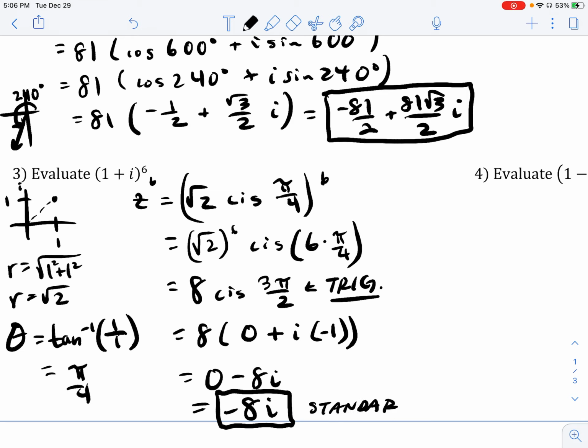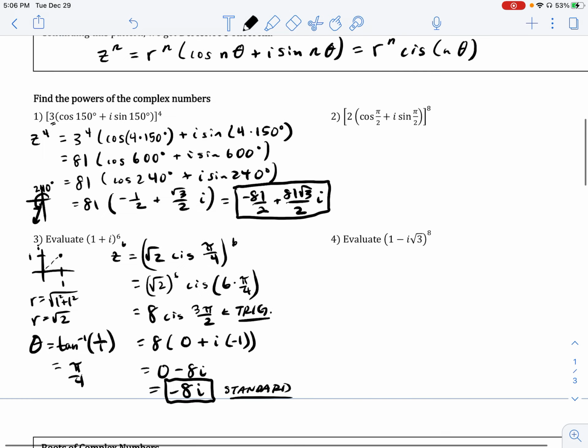Okay? So go ahead and try the next 2 problems, numbers 2 and 4. Give those a go on your own and check those with the solutions that have been uploaded.